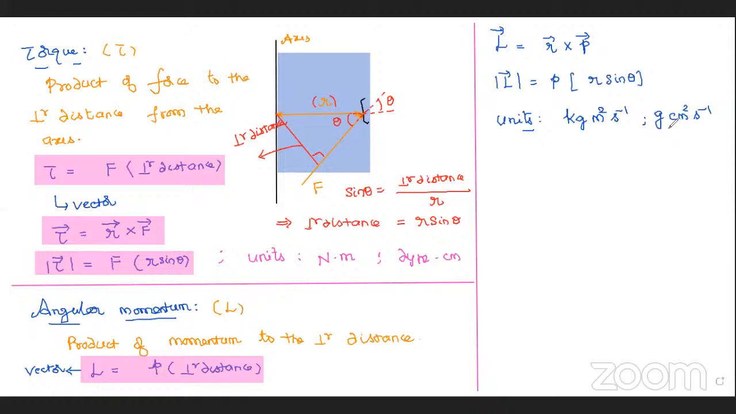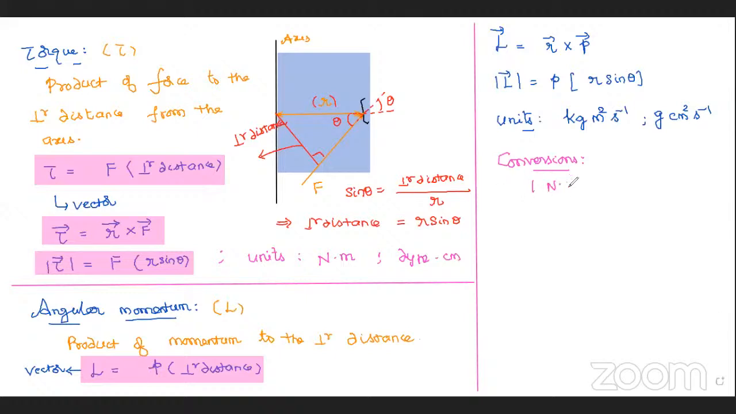Okay, right, no problem. Gram centimeter square per second. Yes, I understood. Okay, then come back to conversions. We forgot, Nana, writing here. 1 Newton meter equals how many dyne centimeters? Okay, so conversions of both the units, SI to CGS.